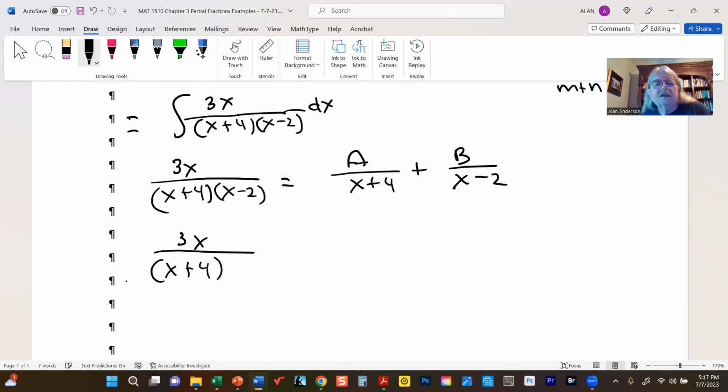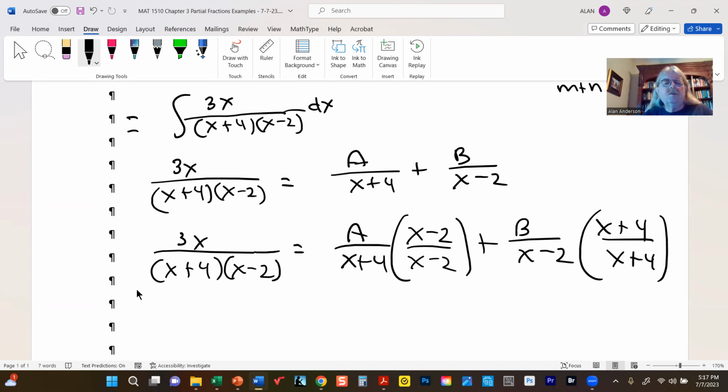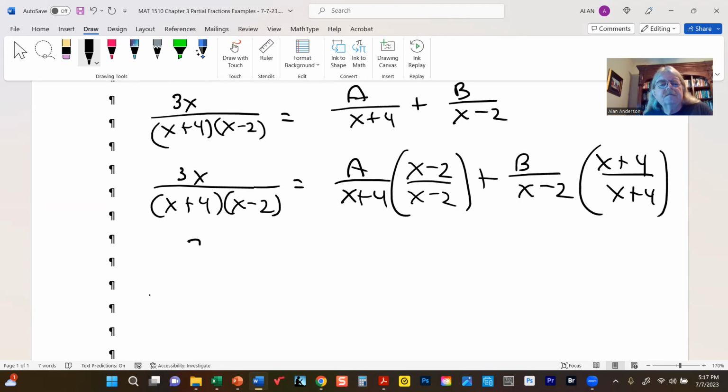All we have to do is multiply A over x plus 4 times the ratio of x minus 2 over x minus 2. And then for B over x minus 2, we'll multiply it by the ratio of x plus 4 over x plus 4. So the point of this is that all three terms now have the same denominator, which is x plus 4 times x minus 2.